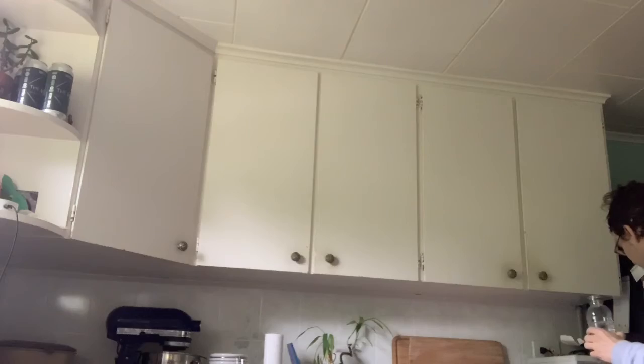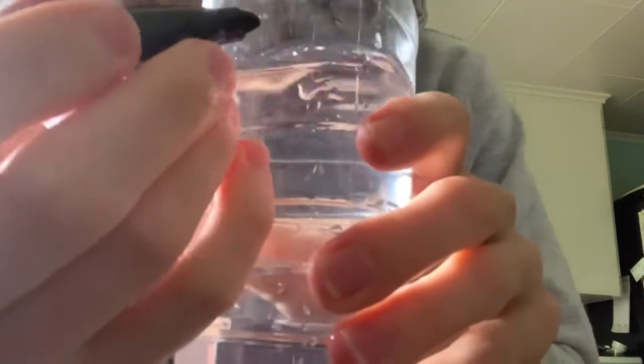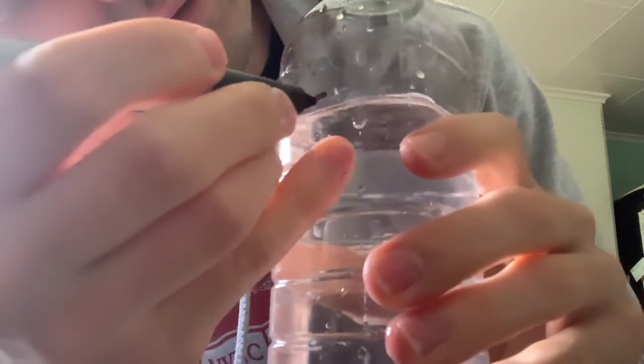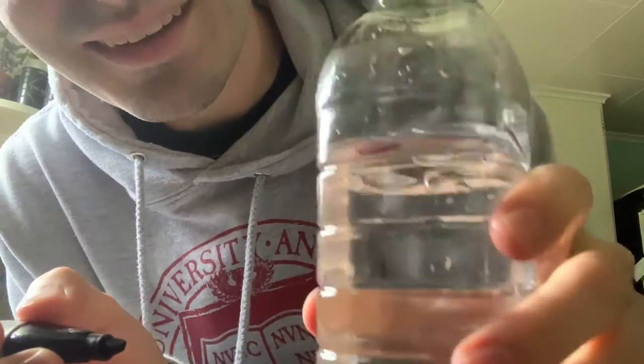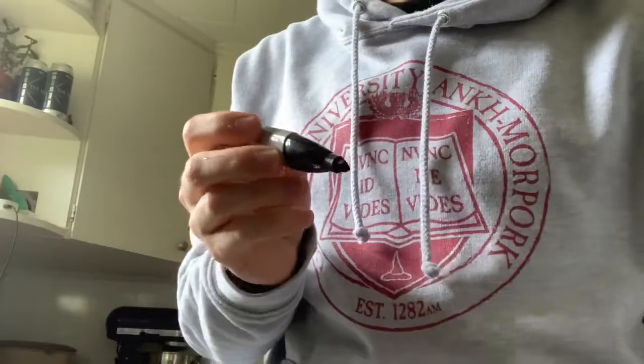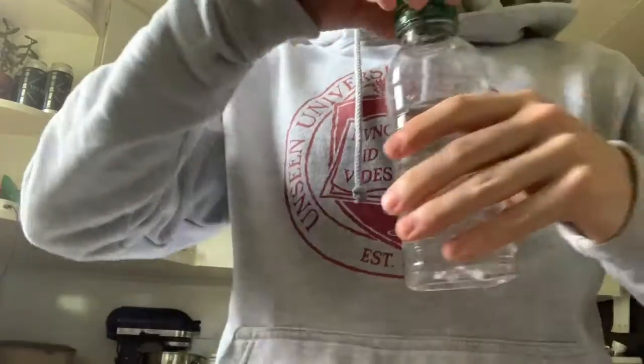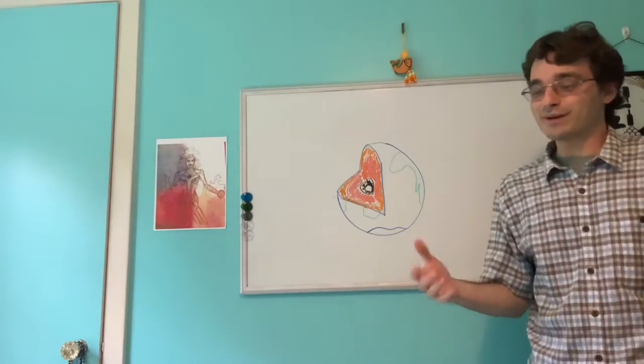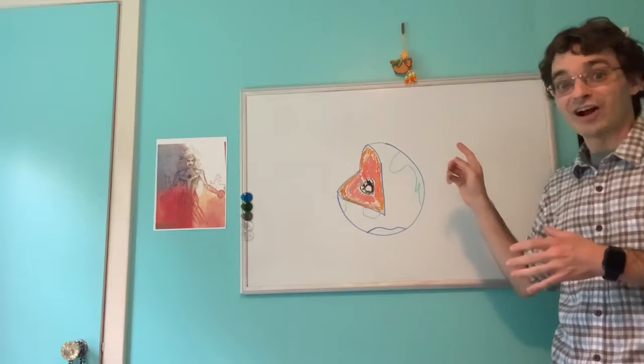Then what you're going to do is take a Sharpie and mark where the water level is. Then we are going to place the bottle in the freezer and come back to it this afternoon. Now that we've started our experiment, let's take a little trip through the center of the Earth.